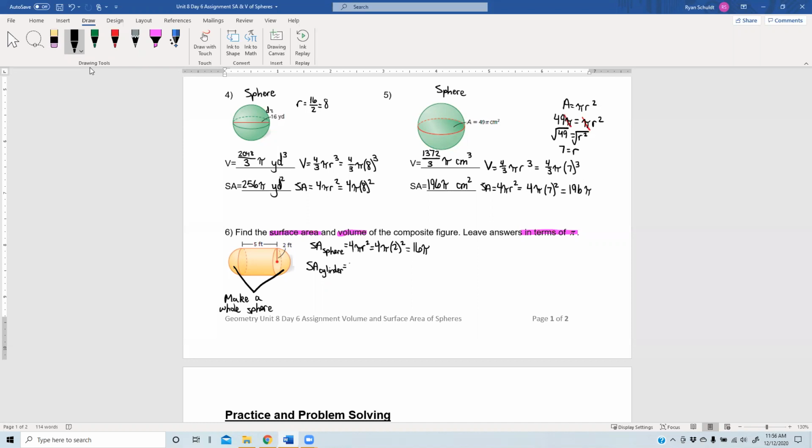So lateral area is 2 pi RH. So it's going to be 2 pi, R is 2, H is 5. 2 times 2 is 4. 4 times 5 is 20. So we have 20 pi. So total, we add them together, and for total surface area, we get 36 pi feet squared.